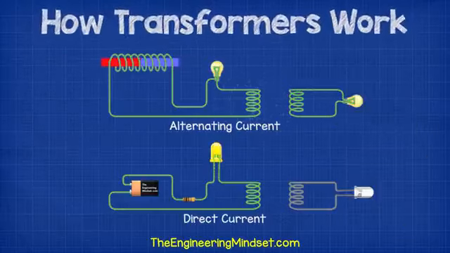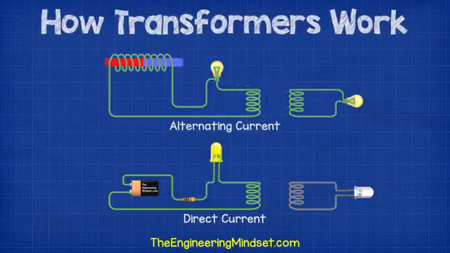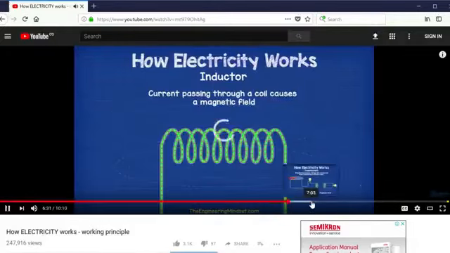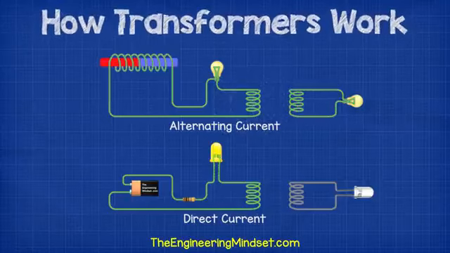Now there are two types of electricity, AC and DC, but transformers can only work using AC or alternating current. Now if you don't know the difference between these two, then please first of all watch the video on electricity basics first. Again, you can find links to these videos and other useful videos in the video description below.